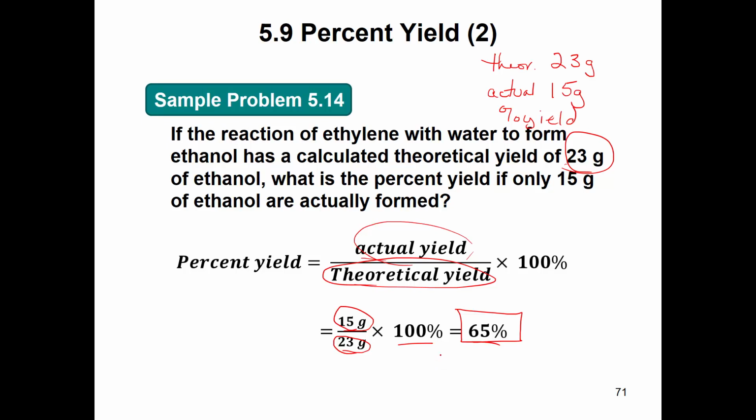But percent yield is the actual yield divided by the theoretical yield. And remember, we didn't do it, but this number right here comes from the calculation based on your balanced chemical equation and then times 100. So in this case, it was 15 grams actual divided by 23 grams theoretical times 100 to give you 65%.